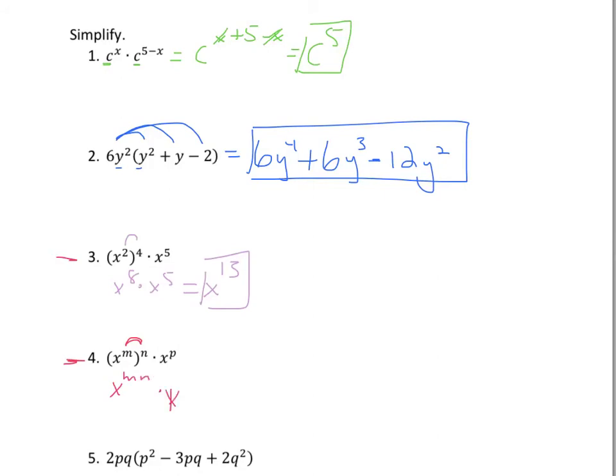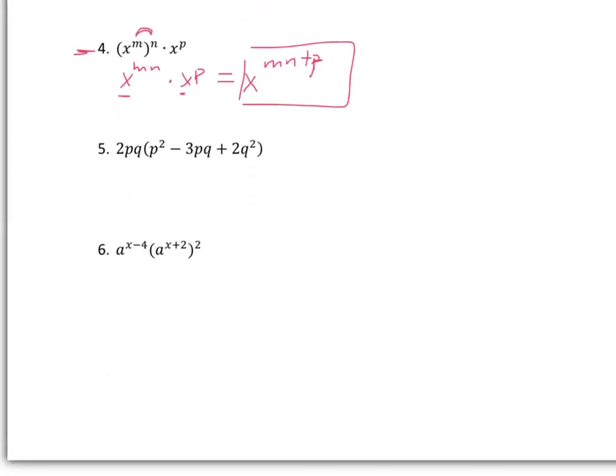Oops, that's got to be an x to the p power. It's supposed to be up. Okay, so from there, now you've got to multiply. We've got the same base. Add the exponents. So it's going to be x to the mn plus p power. Guys, with variables, it's the same exact process. You're just not able to combine variables in the same way you're able to combine numbers.